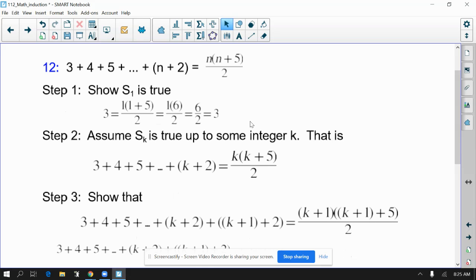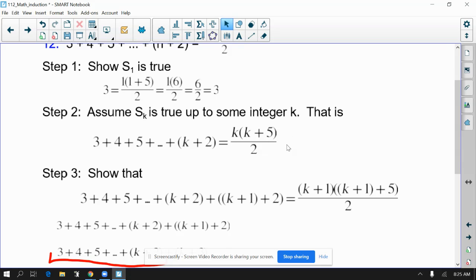Step 2 is the easiest step, but it's totally necessary. You have to assume that it works for just an arbitrary number of terms, and we'll just call that k. Nothing special about the letter k, we'll just call it something different. So we're going to assume that this is true up to the kth term.